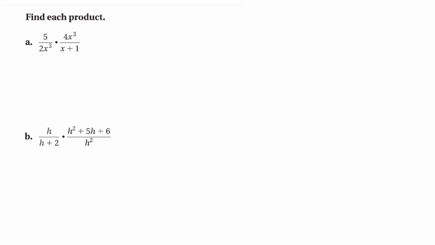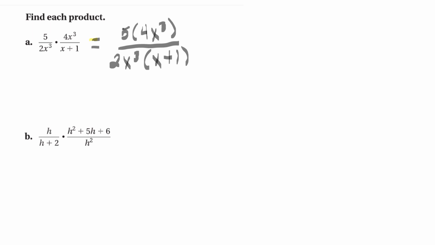Okay, so looking at our first situation here, we just want to multiply straight across. So this becomes 5 times 4x cubed. And in our numerator, this becomes 2x cubed times x plus 1. And so what we want to do when we're in factored form is look for common factors in our numerator and our denominator. So we can see that they both have this x cubed, which can be canceled out.